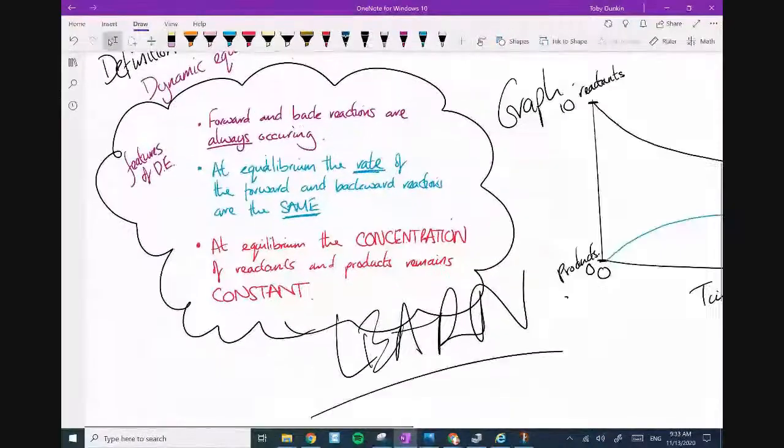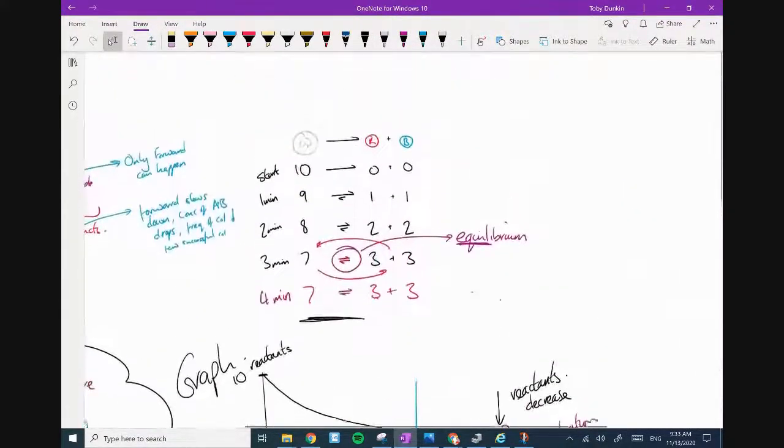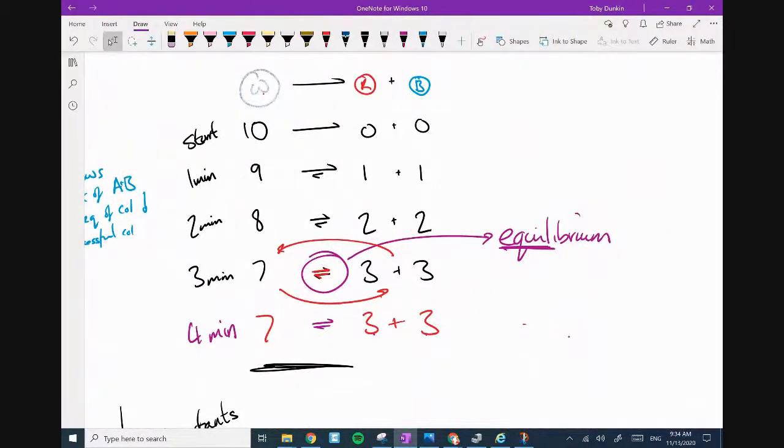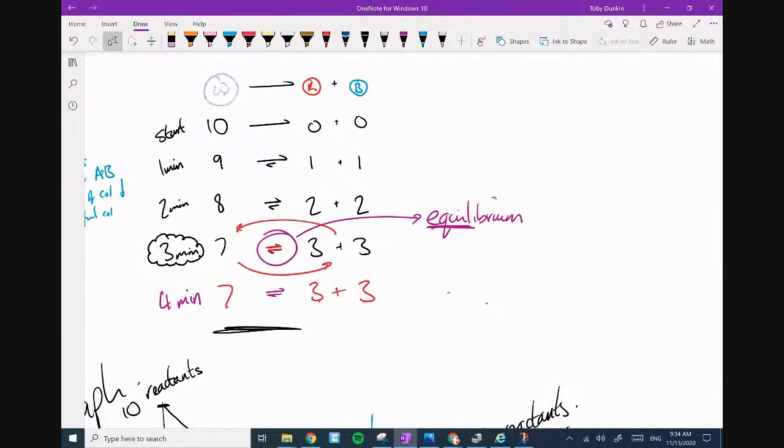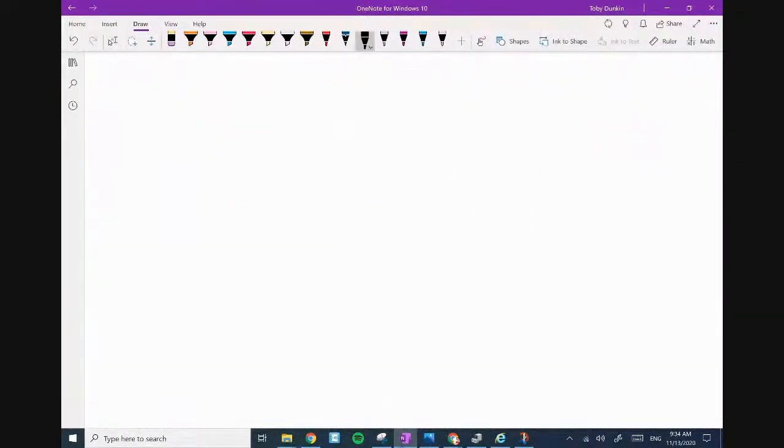Okay, so at this point, I'm going to go back to my, there we go. Okay, so equilibrium was established. In this particular case, it was established at minute 3. Now, we need to talk about this idea of position. And you know what? Let's do some new notes. Let's go. Equilibrium position.